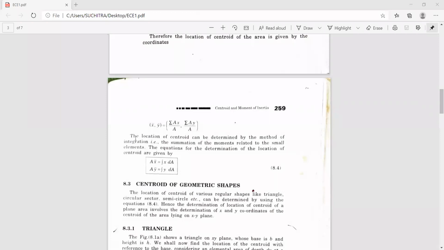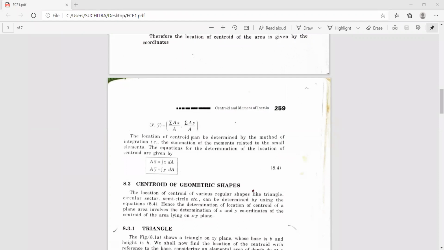Now, the location of the centroid can also be determined by the method of integration. Here we will be using mathematics, where by the integration method we can also find these coordinate distances, x bar and y bar. So here we have used the concept of moment to find x bar and y bar of a given plane area, and the centroid of any given plane figure can also be determined using mathematics, that is, the method of integration.